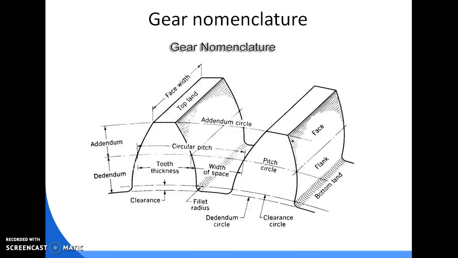Then we will see clearance. When two gears are mating, then the gap between the addendum circle of one gear and dedendum circle of the other gear is known as the clearance.